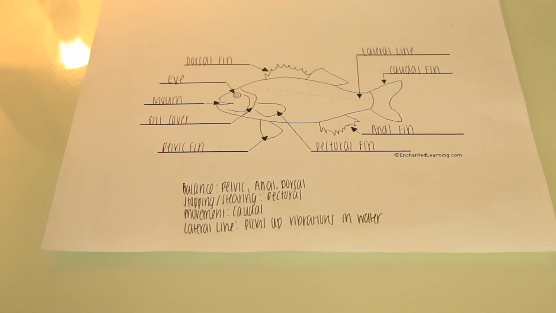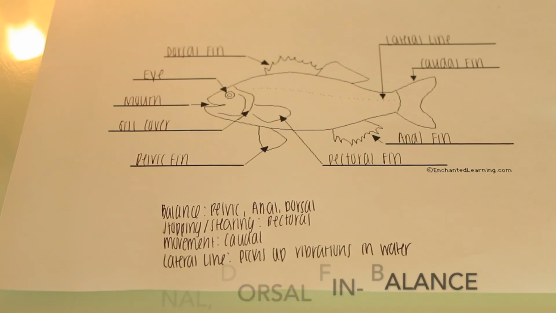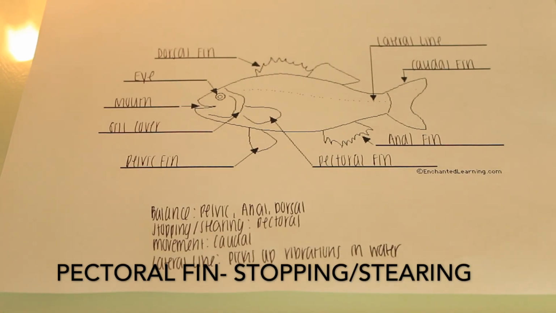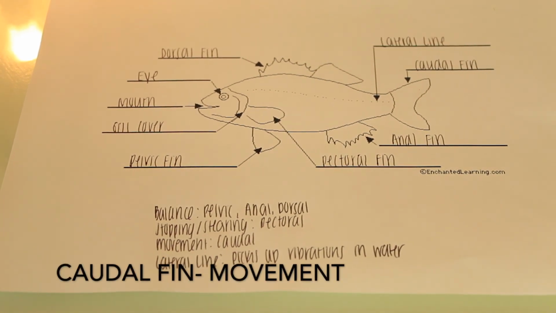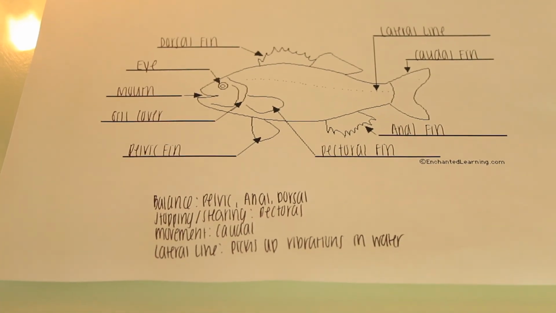Try and fill out this sheet and see if you can identify the different parts of a fish. I've labeled this diagram here for you. You can see that I noted a few things, that the pelvic, anal, and dorsal fin help the fish balance, and stopping and steering is controlled by the pectoral fin, while movement is done by the caudal fin. Try and do it yourself. We'd love to see what you come up with.